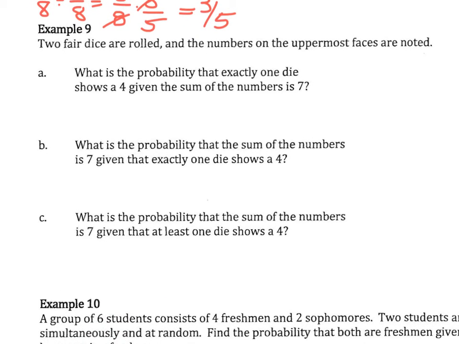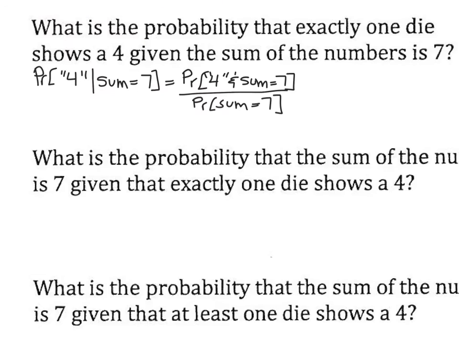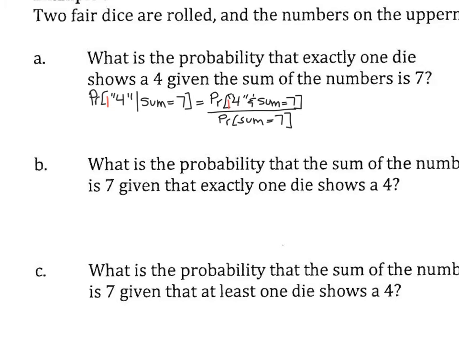And I'll use that here for number 9, part A. It says 2 fair dice are rolled and the numbers on the uppermost faces are noted. Part A, what is the probability that exactly one die shown is a 4 given the sum of the numbers is 7? So here's our question. What's the probability that the number is a 4, or actually I guess I should say only one 4, and the sum is 7? So if I think of it's got one 4 in it and it's 7 versus all the sums of 7.